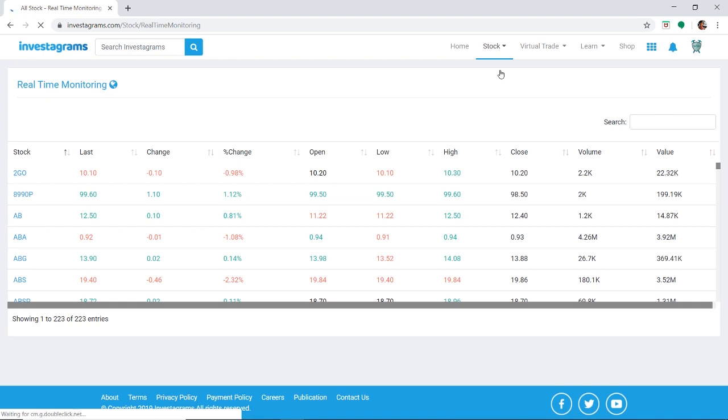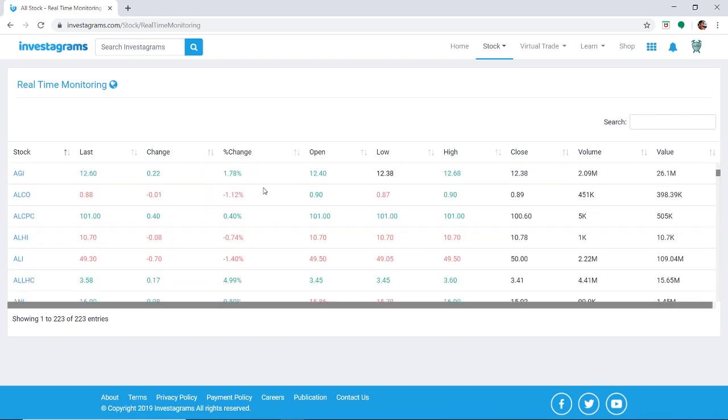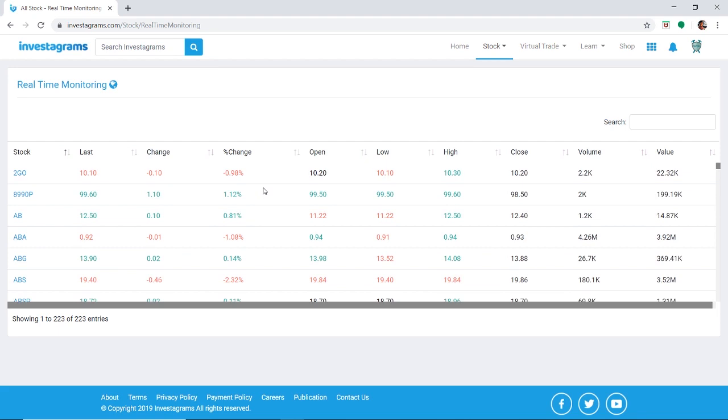So basically, this is where you can monitor and watch all the stocks in the Philippine Stock Exchange. You can see basic information: the last traded price, the change throughout the day, value-wise and percentage-wise, the open, high, low, close, volume, and the value.